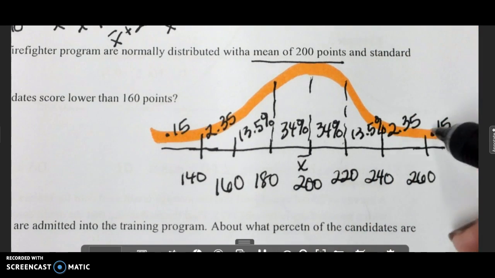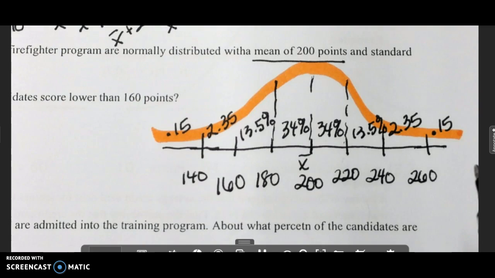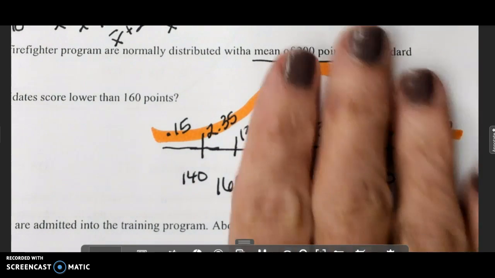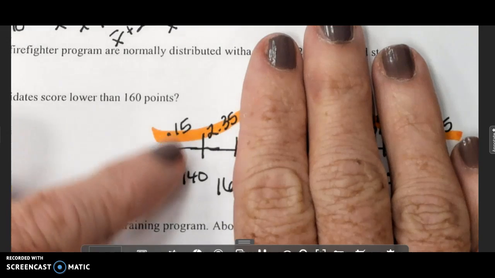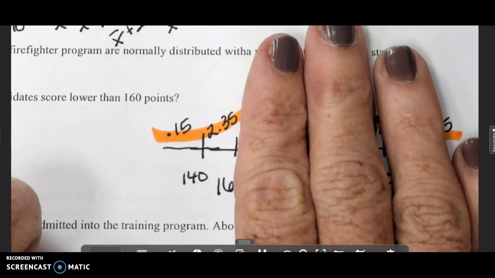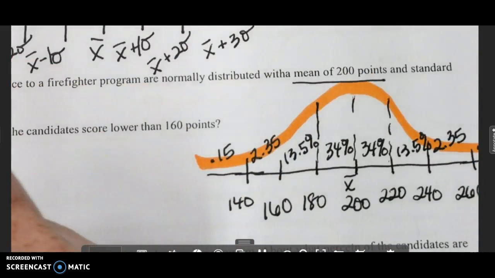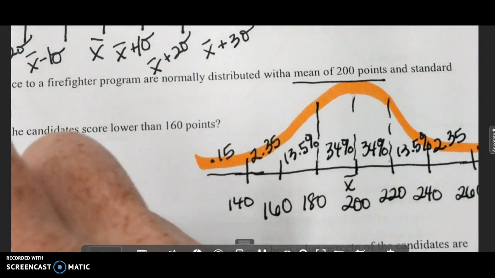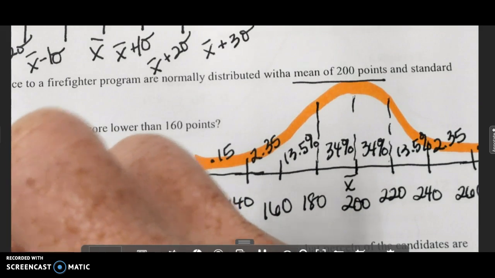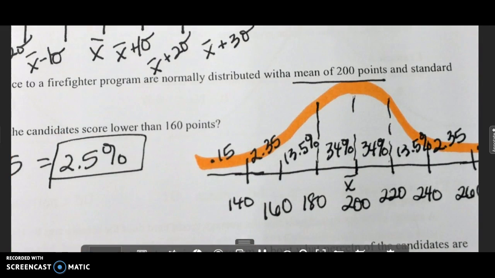Now what they want to know is about what percent of the candidates score lower than 160 points. So here's 160. I'm just trying to calculate the percentage of candidates that score lower than that. How am I going to find that? I'm just going to add those two percentages together, right? So I've got 0.15 plus 2.35, which gives me 2.5%.